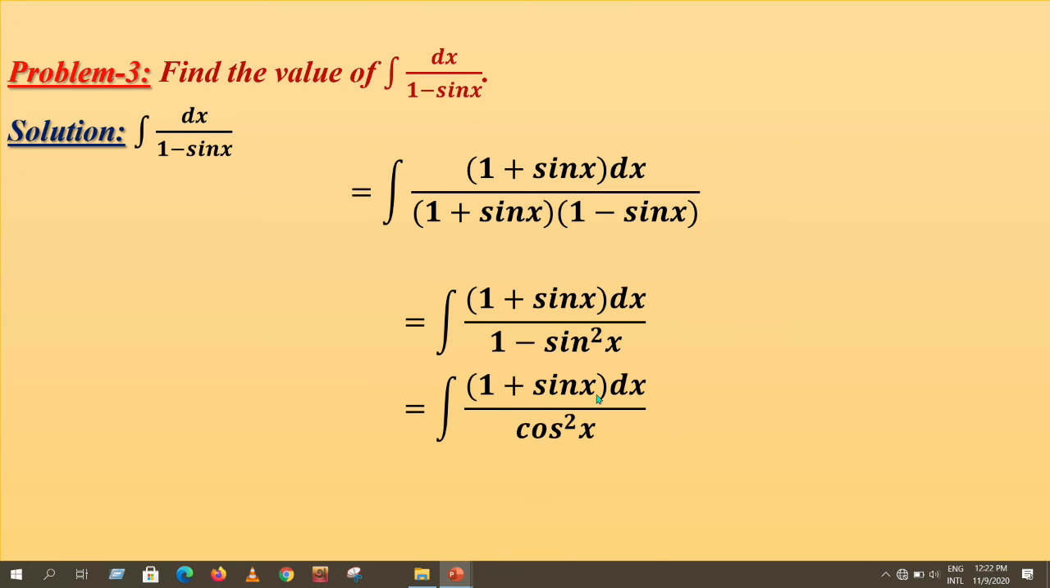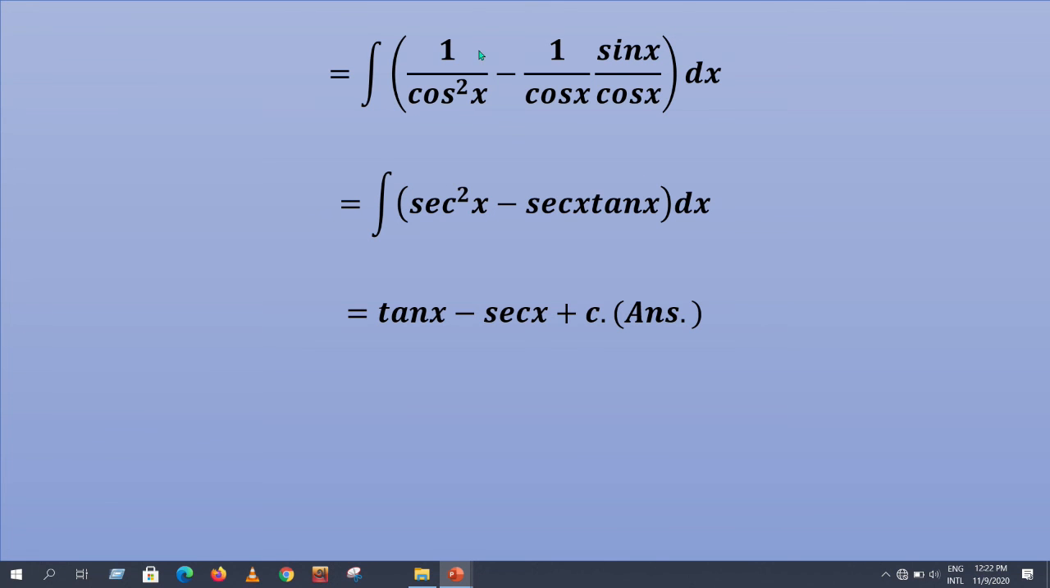And write this separately, that means 1 by cos square x minus sin x by cos square x. So this equals 1 by cos square x minus 1 by cos x into sin x by cos x. But this equals sec square x, and here this equals sec x tan x. This equals tan x minus sec x plus c.